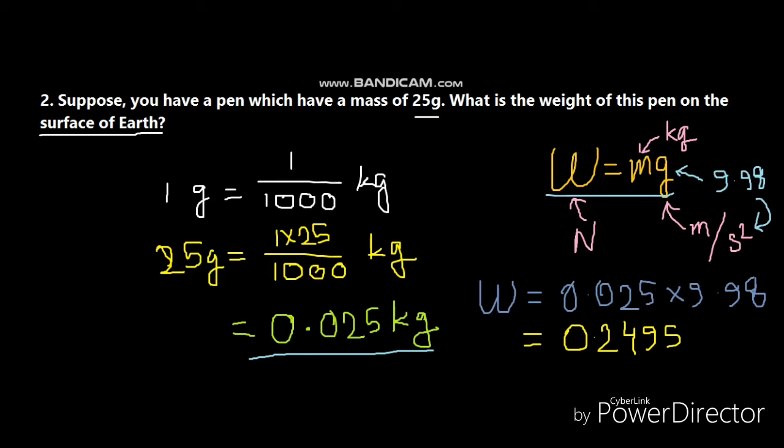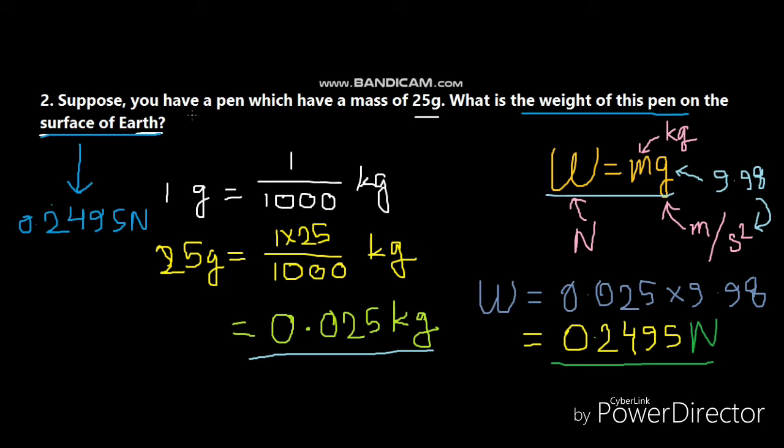And what is the unit? Yes, you're right, the unit is Newton. The weight will be 0.2495 Newton. So we have solved the problem and found the answer, the weight of this pen on the surface of Earth, and the answer is 0.2495 Newton. And this is the final.